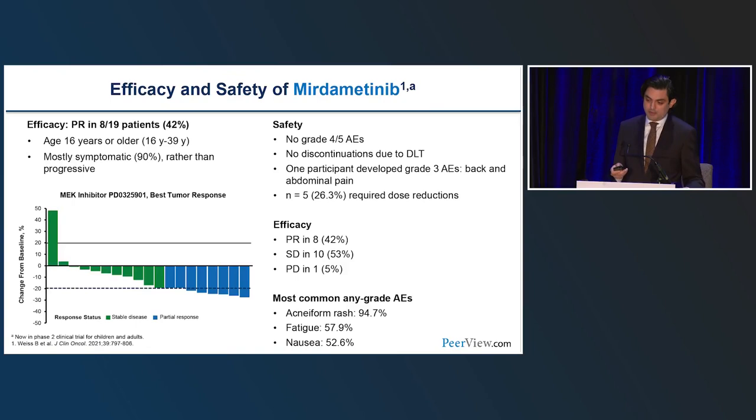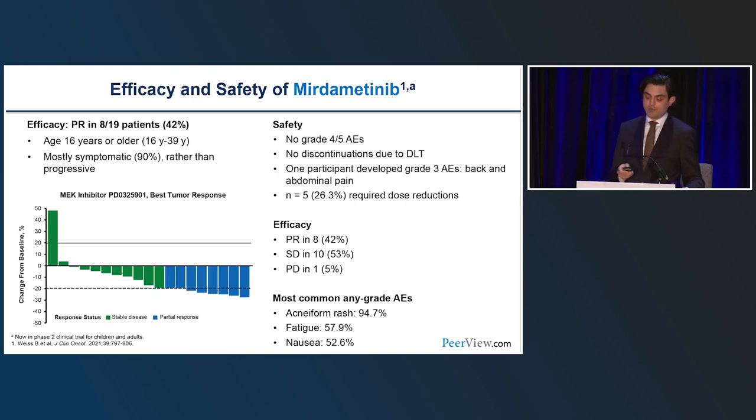Mirdametinib is another MEK inhibitor, and it was also studied in a group of patients, in this case 19 patients ages 16 or older with a median age of 32. Mostly they were symptomatic, so 90% of them had problems with pain or neurologic dysfunction or compression of other structures rather than tumor growth. And I say that because as we see below, the rate of tumor stabilization or even shrinkage is lower than Selumetinib, for example, at 42%.